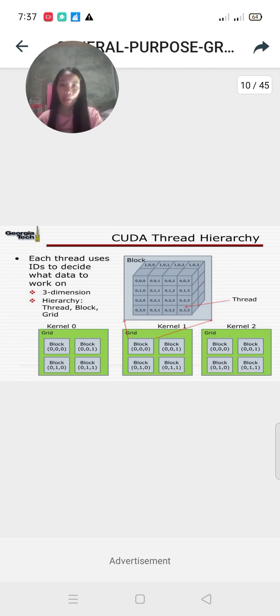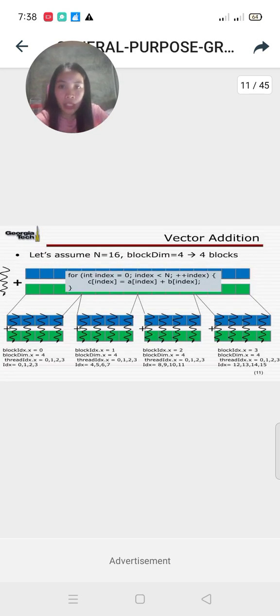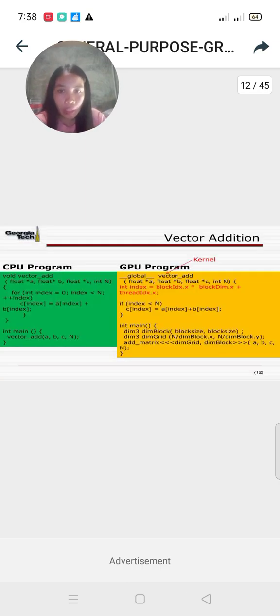To execute any CUDA program, there are three main steps. Copy the input data from host memory to device memory, also known as host-to-device transfer. Load the GPU program and execute, caching data on chip for performance. Copy the result from device memory to host memory, also called device-to-host transfer. So that's the execution of a CUDA program.